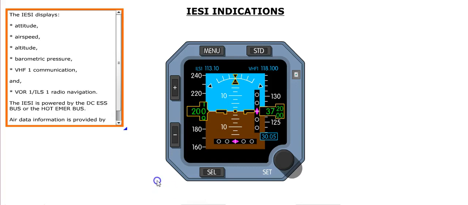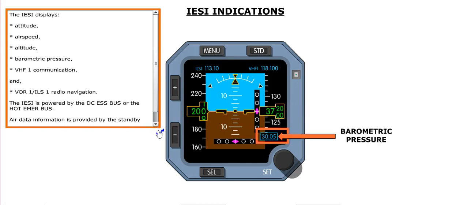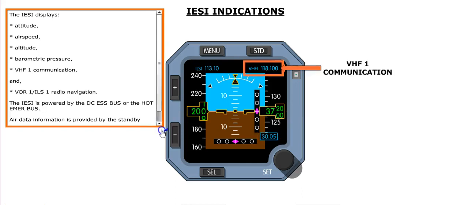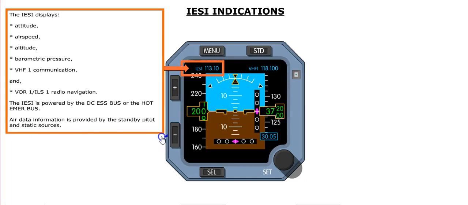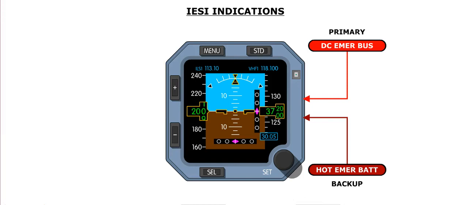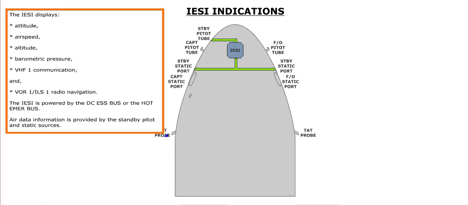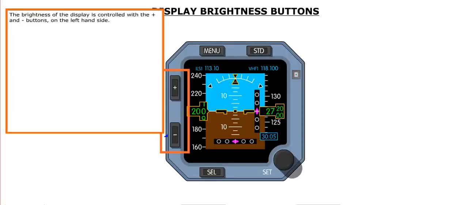The IESI displays attitude, airspeed, altitude, barometric pressure, VHF1 communication, and VOR1 ILS1 radio navigation. The IESI is powered by the DC Essential Bus, or the Hot Emergency Bus. Air data information is provided by the standby pitot and static sources. The brightness of the display is controlled with the plus and minus buttons on the left-hand side.